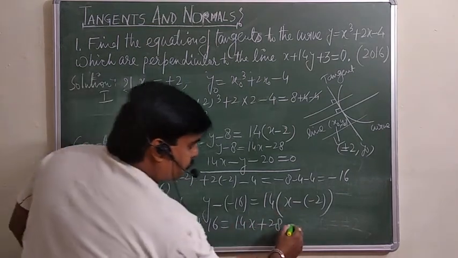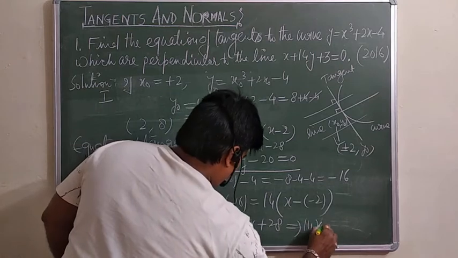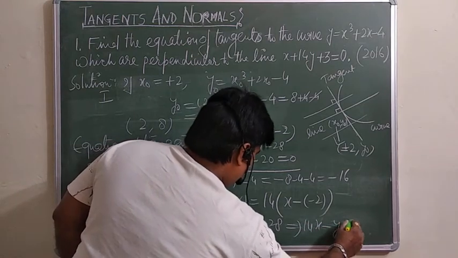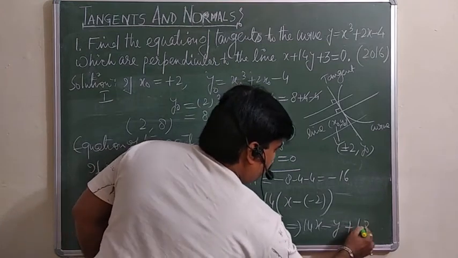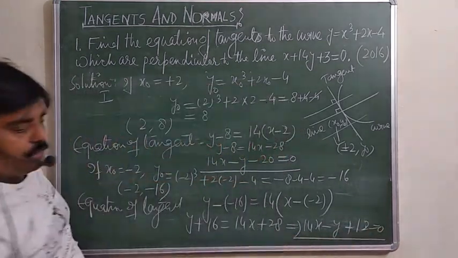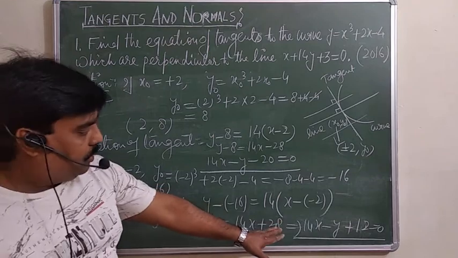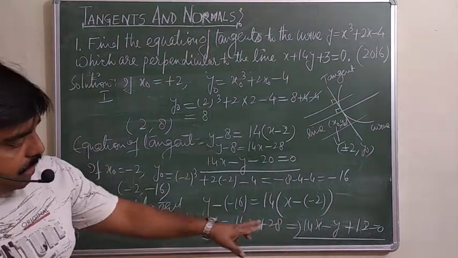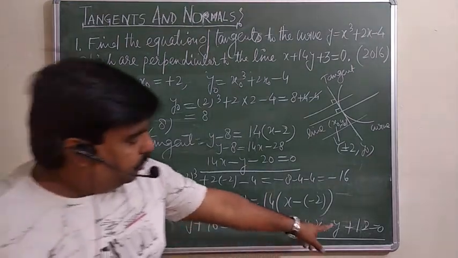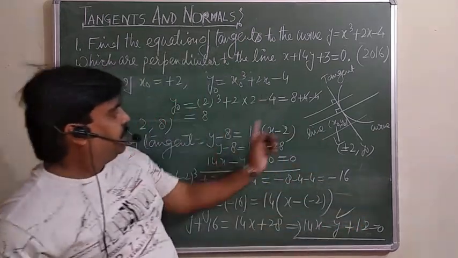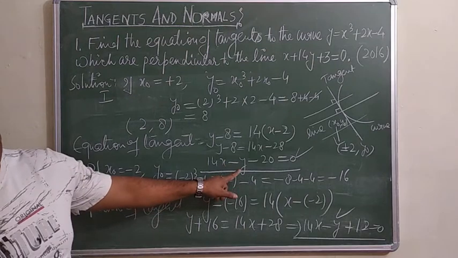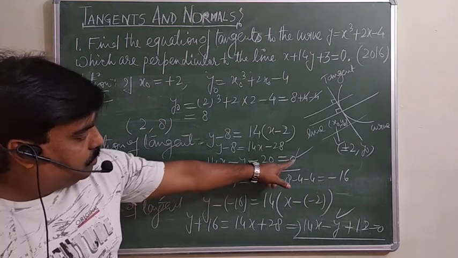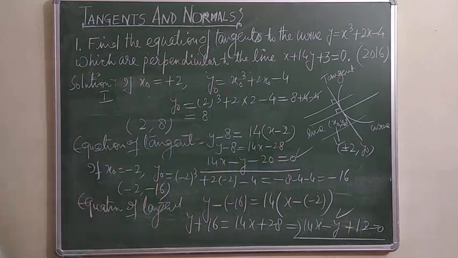You can transfer this over, so you would get 14x minus y minus 32 is equal to 0. So this is the equation of the second tangent. This is the equation of the second tangent, and this is the equation of the first tangent: 14x minus y minus 20 is equal to 0. Have a look.